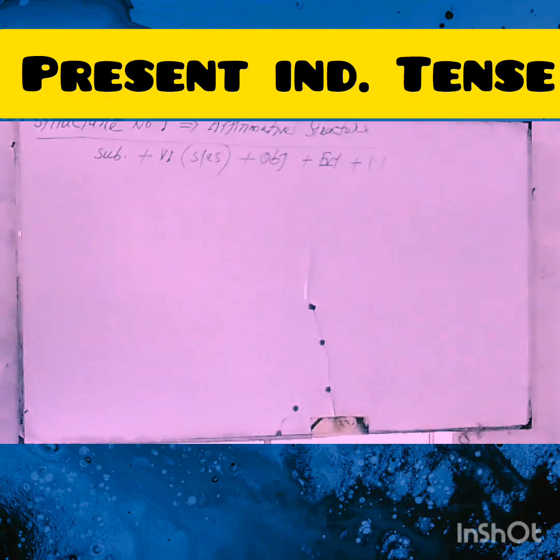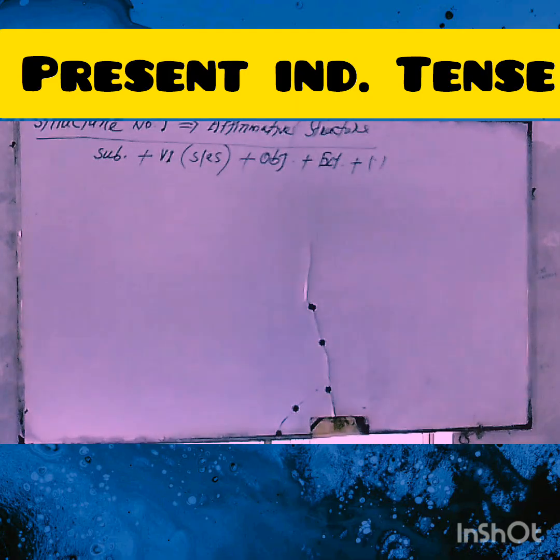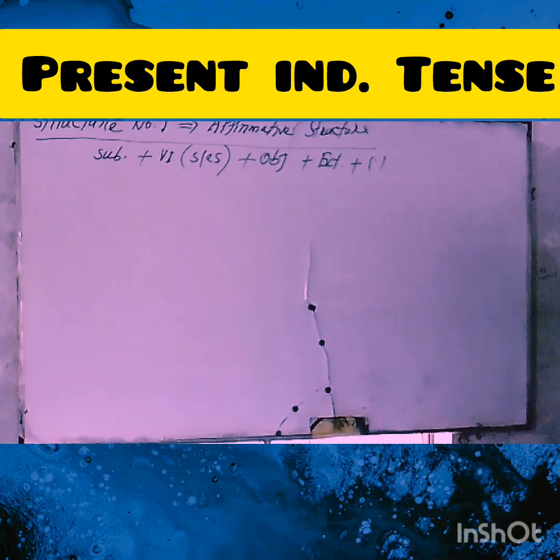Okay, my dear learners, you have to mind that there are five types of structures of present indefinite tense, and among the five categories of structures, structure number one is called the affirmative structure. You have to mind that when you are going to form an affirmative sentence, you have to use this structure. So, my dear learners, try to remember and say it instantly.